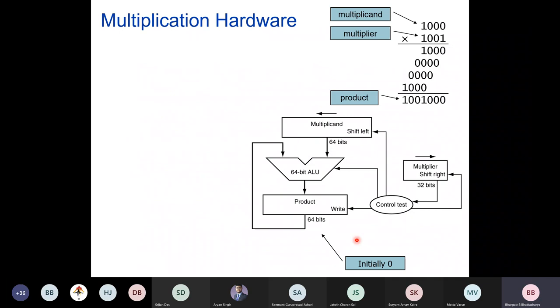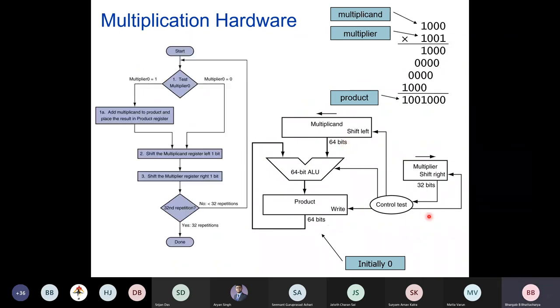Okay, so let us look into this same example, the same architecture, and these operations are now given in terms of this flowchart. So this is self-evident. You start here. You check the 0th bit of the multiplier, that means the least significant bit, the rightmost bit. And if it is 0, all you need to do is shift the multiplicand register 1 bit to the left, and nothing else is to be done. And if it is 1, then you have to add the multiplicand to the product, right?